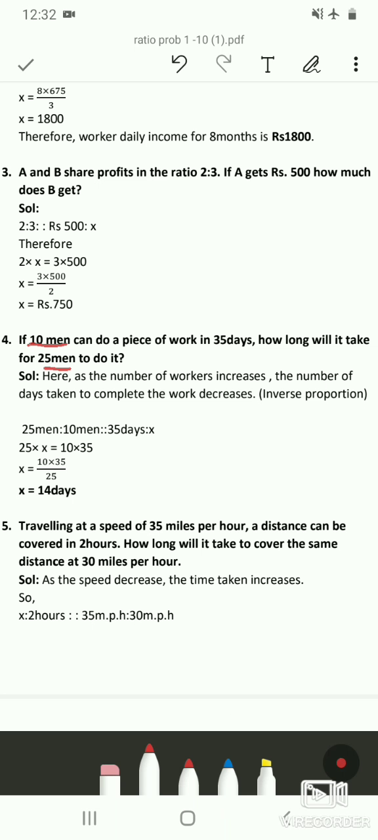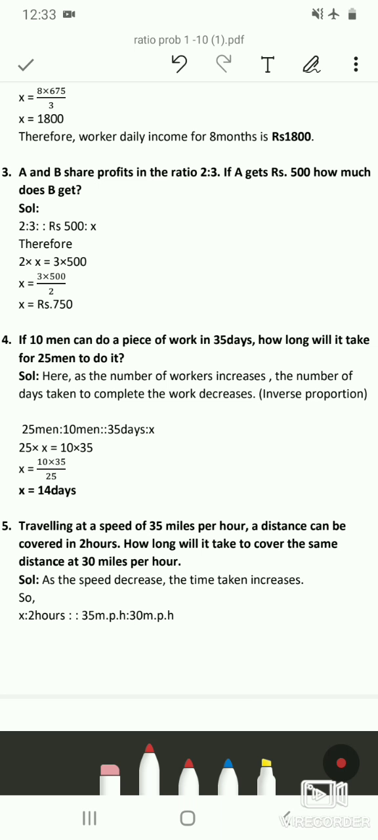So if 10 men take 35 days to complete a piece of work, then when the number of men increases, then obviously the number of days to complete the work will decrease. So in such cases, we have to use the concept of inverse proportion. So let's see how to write the proportion.